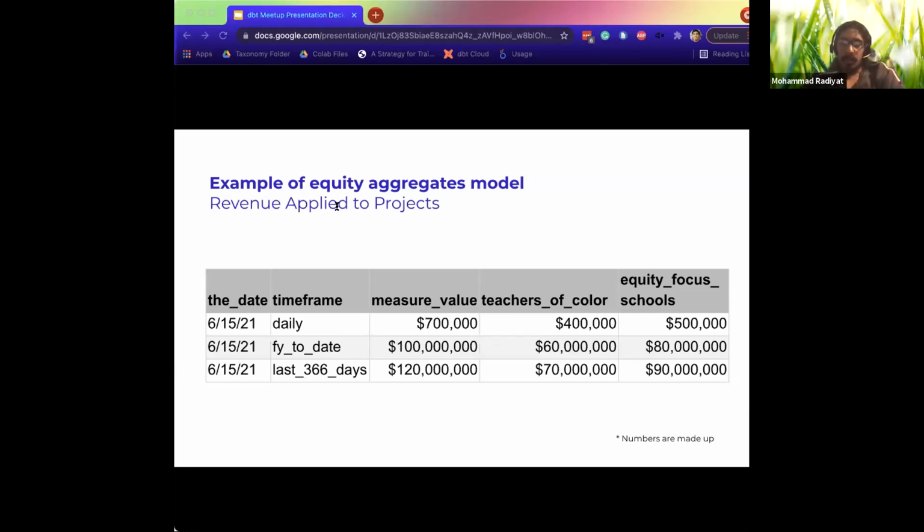So you can see the total measure value in the measure_value column and a couple of the breakdown columns to the right. So for example, like I said, on June 15th, we raised a total of $700,000. Of that money, $400,000 went to projects posted by teachers of color, and $500,000 went to what we at DonorsChoose call equity focus schools. An equity focus school is our own internal designation that we use to mark schools with high need and a high percentage of historically underserved minority students. And the idea is to generate these 3 rows every day and incrementally add them to our revenue applied to projects table.